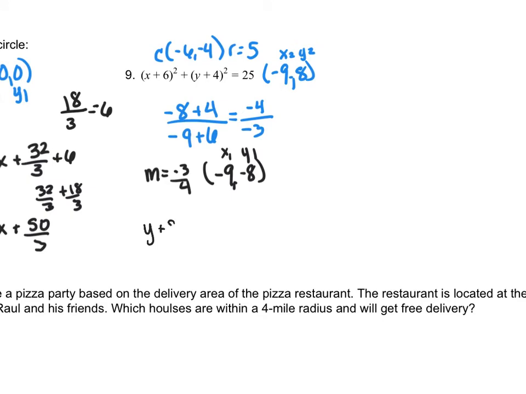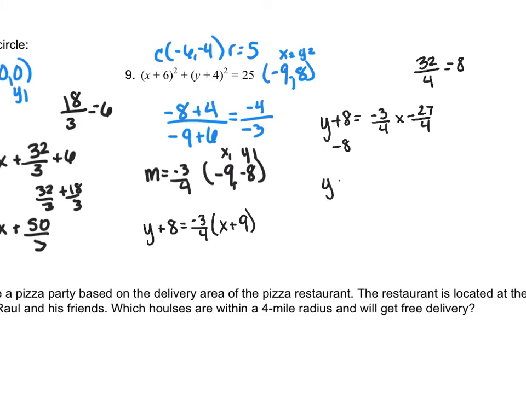So y minus y1 equals my slope times (x minus x1). Excuse me, I distribute. I minus the 8. So what number divided by 4 equals 8? That's going to be 32. So y equals negative 3 over 4 x minus 27 over 4 minus 32 over 4. So y equals negative 3 over 4 x minus 59 over 4.